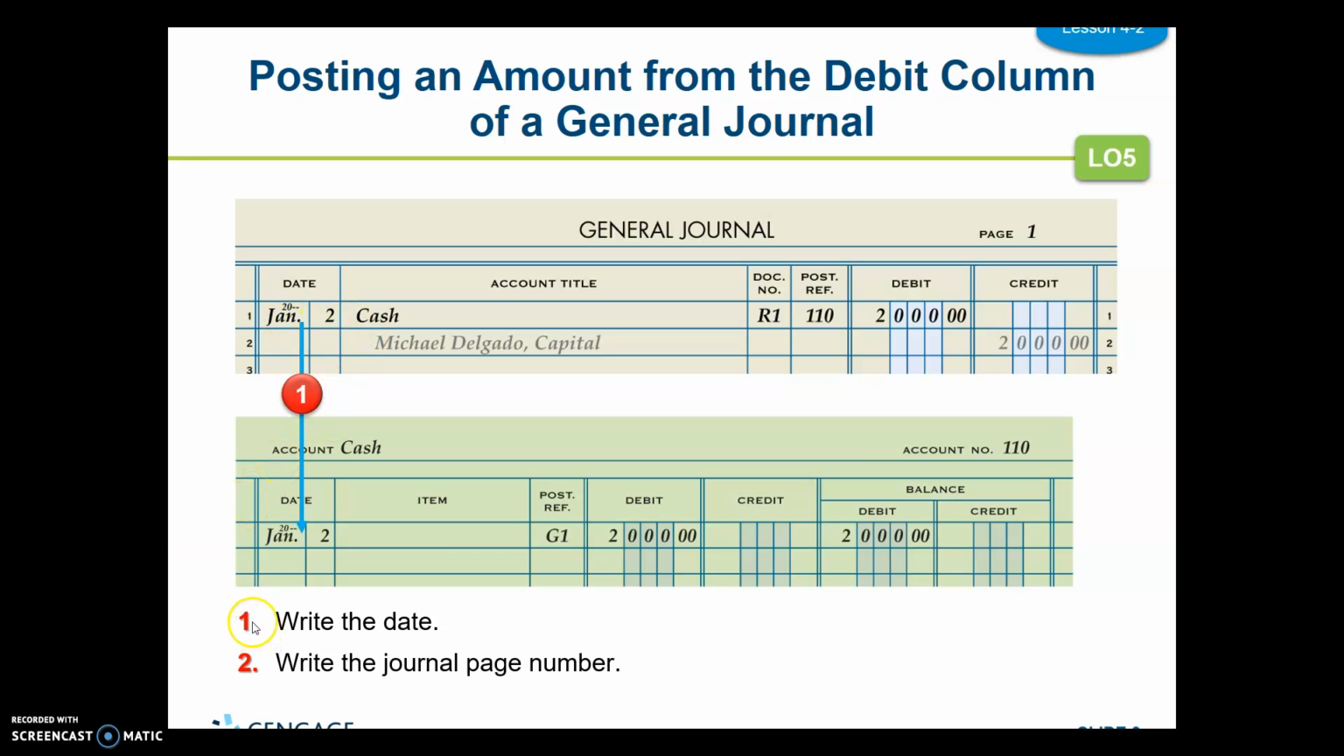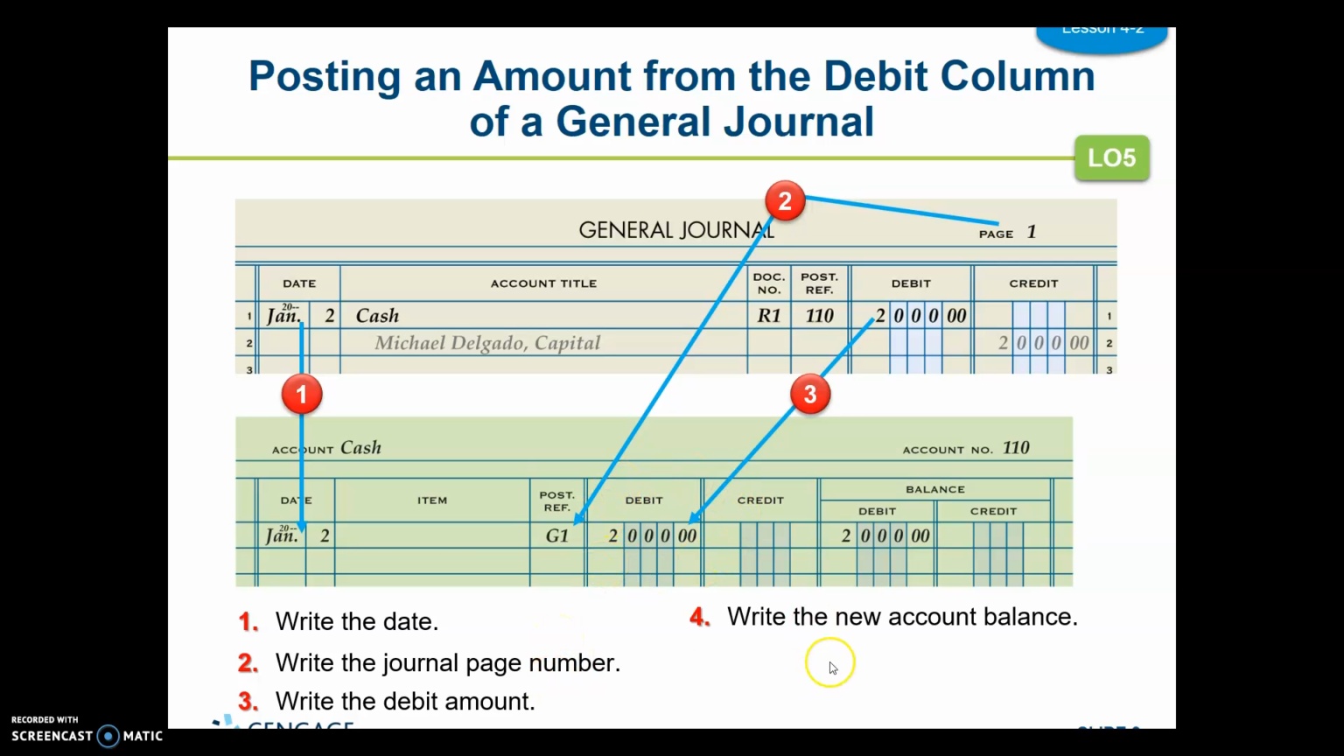Step 2 is we write the journal page number. So we have general journal page 1. It's referenced here in this column on the ledger as G1. Third step is we write the debit amount. Whatever amount is here in the debit column, we transfer it into the debit column in the individual ledger.